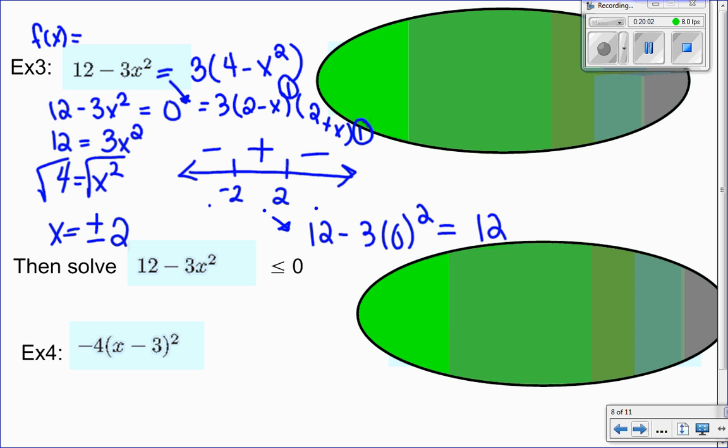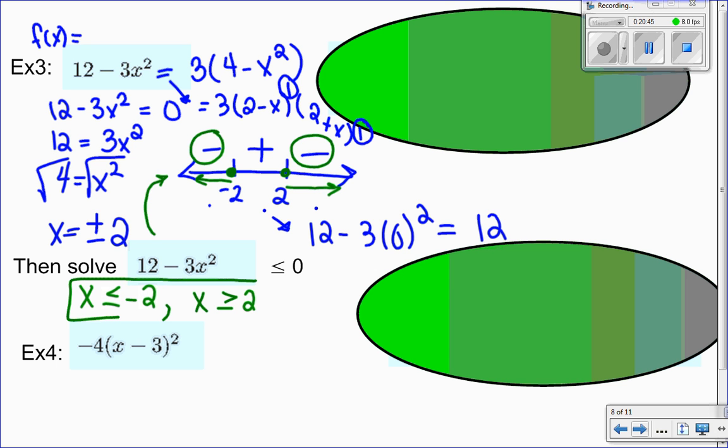Okay, we can now look at this inequality. We want to know where 12 minus 3x squared, the function we just looked at, which is this sign diagram, is less than or equal to 0. Less than or equal to. So it's going to be less than 0 where the function is negative. It's going to be equal to 0 at these zeros. So we can say that x is less than or equal to negative 2, all of this, or we can say x is greater than or equal to 2.